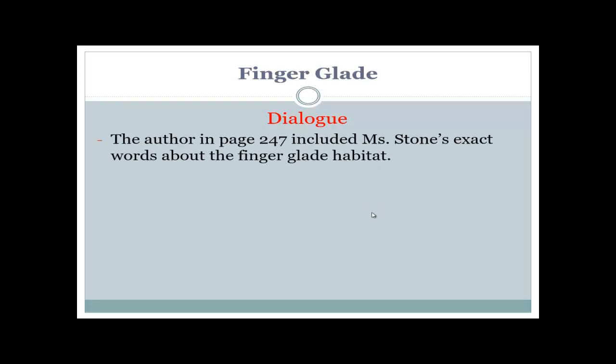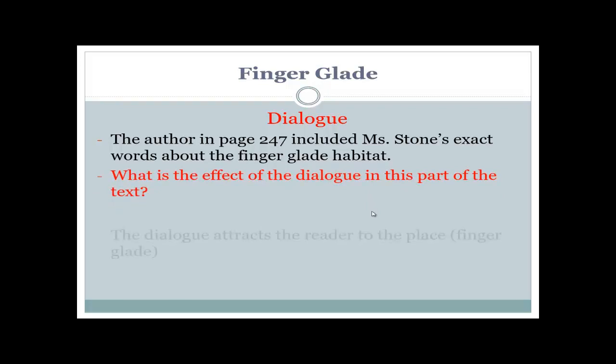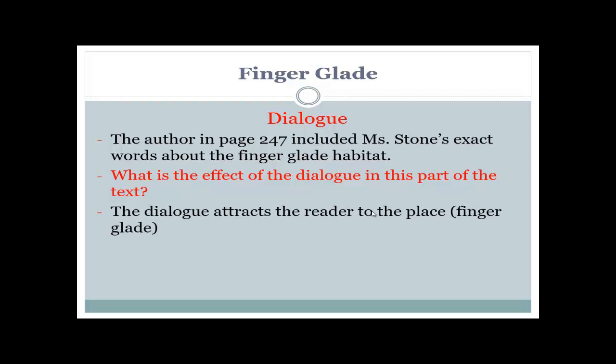On page 247 in your student's book, you will find that the author included Miss Stone's exact words about the finger glade habitat. She included her exact words when she was describing the finger glade habitat to the students. So what do you think the effect of the dialogue is in this part of the text? The dialogue attracts the reader to the place.